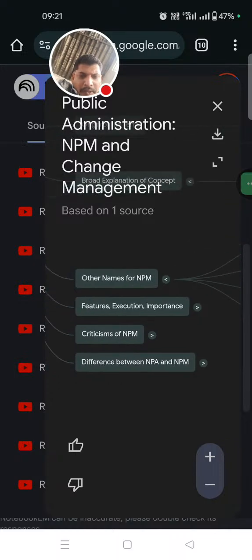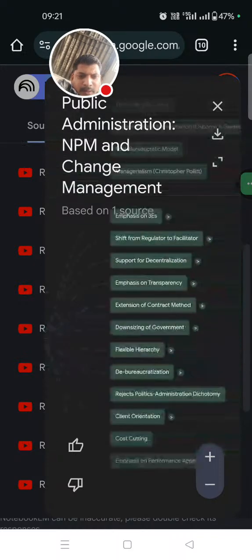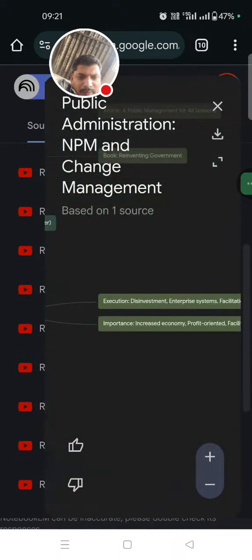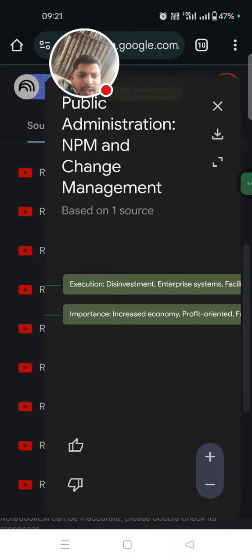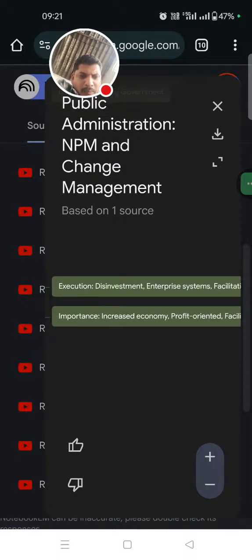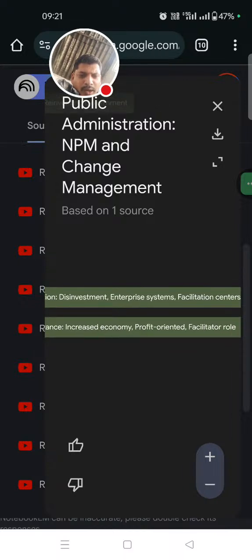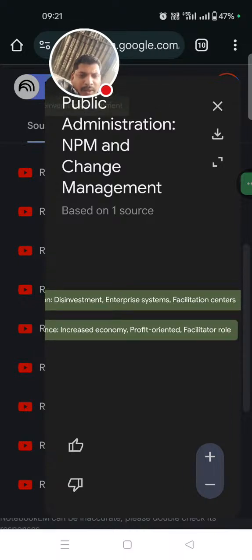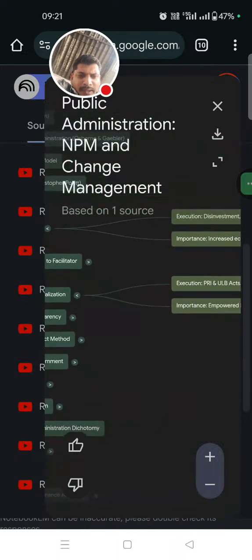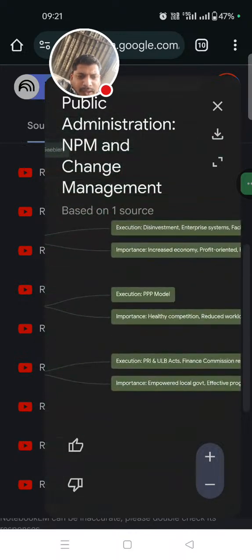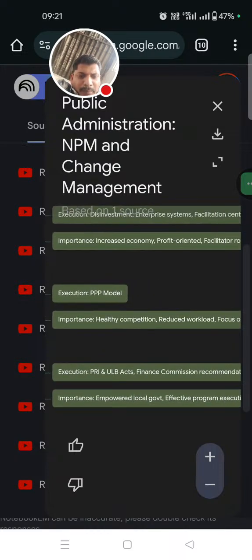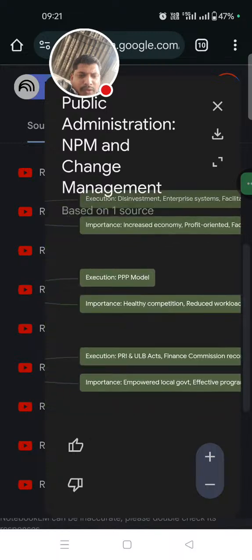Then the features, execution, and importance. The emphasis is on three things: education, discipline, investment, enterprise system, and facilitation centre. Importance: increases economy, efficiency, and the facilitator role. Then the shift from regulator to facilitator. The execution is in the PPP model, and the importance is healthy competition, reduced workload, and focus on welfare.